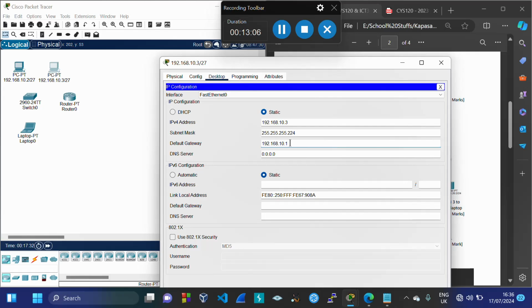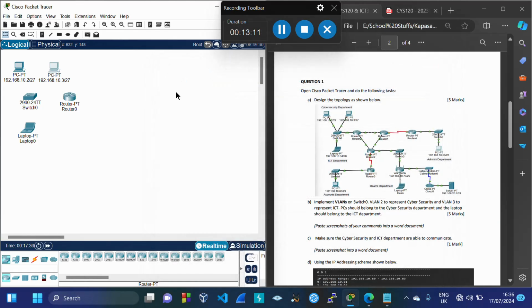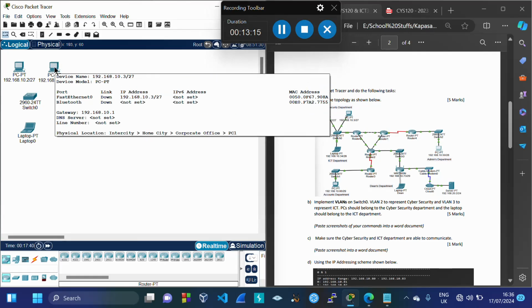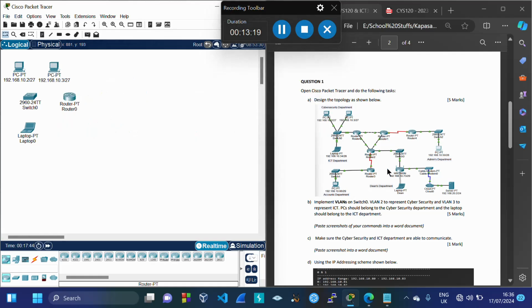So the default gateway is .1. For us to confirm if we are really using a /27, just put a cursor and we can see from the address given, say /27. Okay. Now we are done for the cybersecurity department. So I can just use a label to say cybersecurity department. These are just labels, they are not necessary.